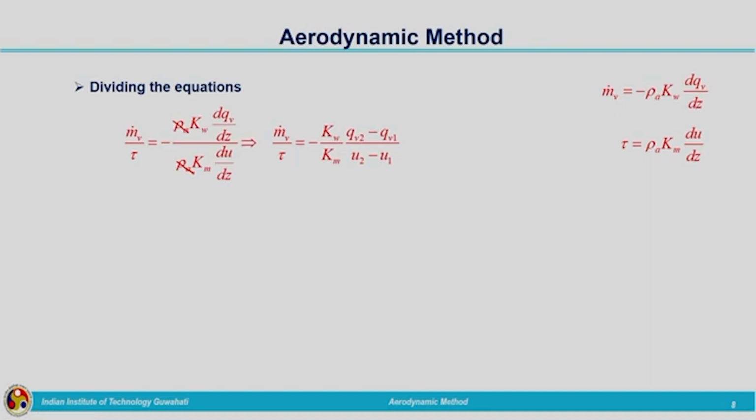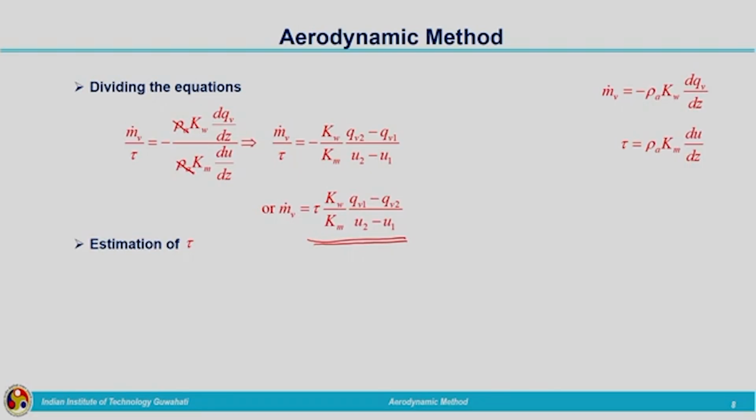mv dot divided by tau is given by minus kW by km, QV2 minus QV1 divided by U2 minus U1, or m dot v is given by, taking tau to the right hand side, tau multiplied by Kw divided by Km, Qv1 minus Qv2 divided by U2 minus U1. Now, the next step is to estimate the value of the momentum flux tau.